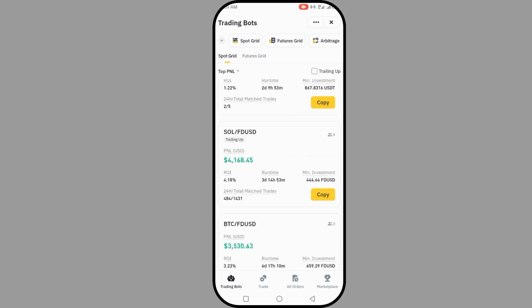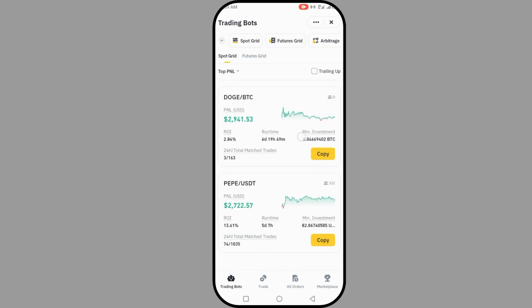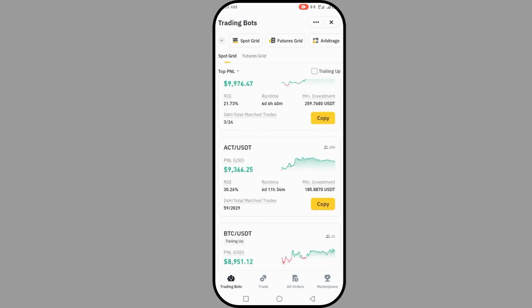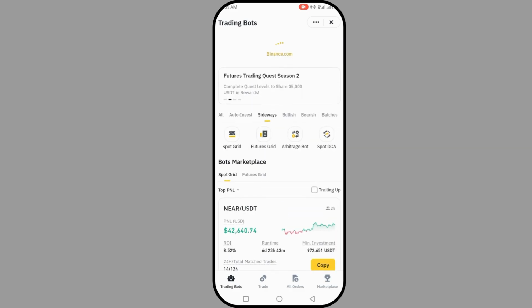So if you're using another crypto wallet, you can just go there, search for their bot, and they will help you to go through all the apps very well.